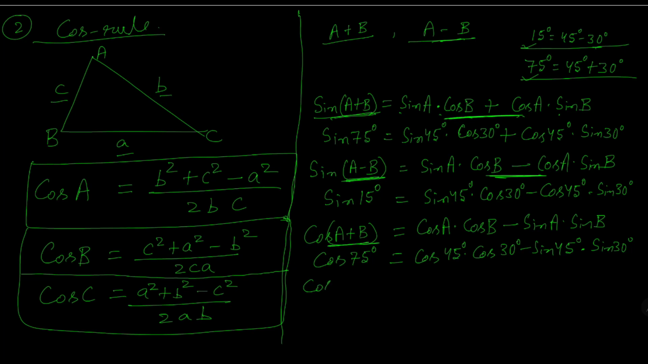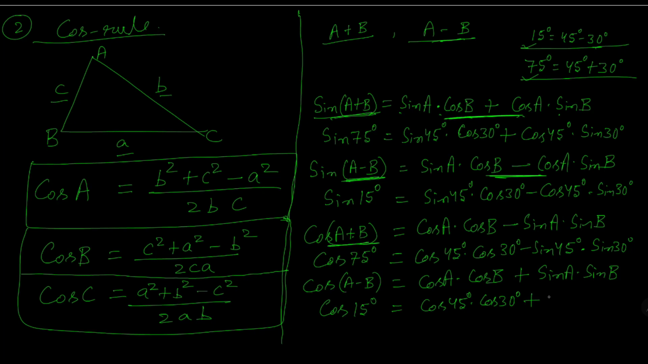And last and the least, cos A minus B, that is cos A into cos B. What will happen? Here it is plus, so we have minus sign. So when we have A minus B, it will be plus sign. Sine A into sine B. And that's it. This is all that you need to know. Okay. So we have cos 15 degree that can be calculated from here. It will be cos 45 degree into cos 30 degree plus sine 45 degree into sine 30 degree, right?